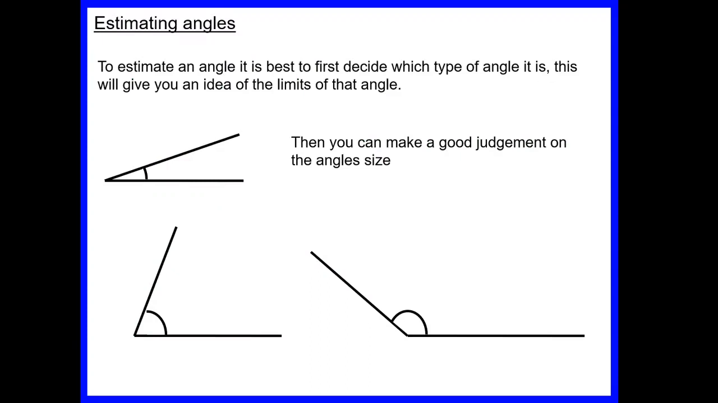Okay, we're going to have a look now at estimating angles. So estimating angles gives us a good idea of the sort of size of angle we're looking for, so that when we go on to measure those angles, we already have an idea of what sort of size we're looking for. So again, pause the video now, have a look at the 3 angles, decide firstly which type of angle it is, acute, obtuse or reflex, and then have a go at estimating its size to the nearest whole degree.